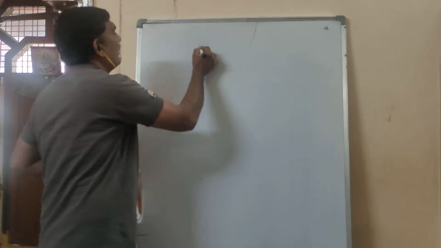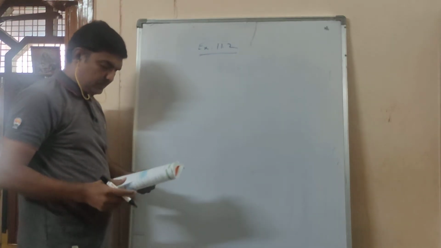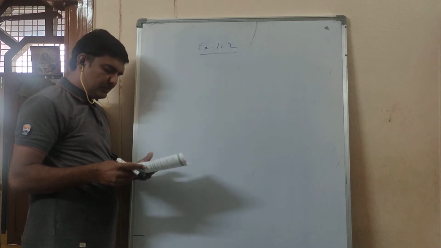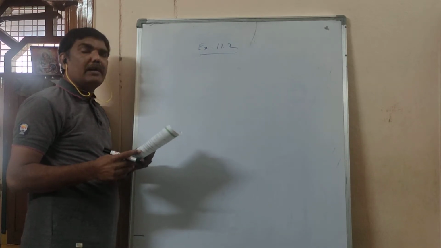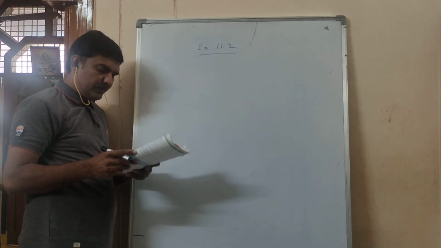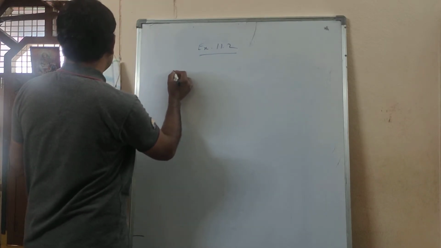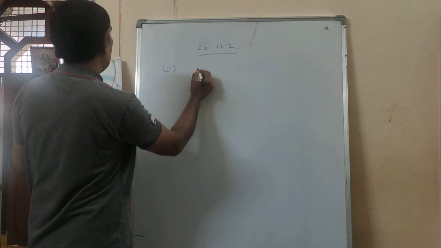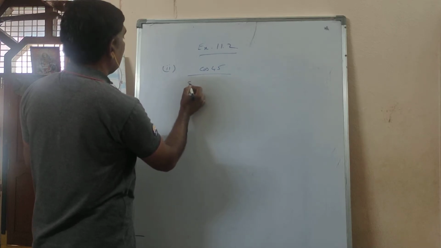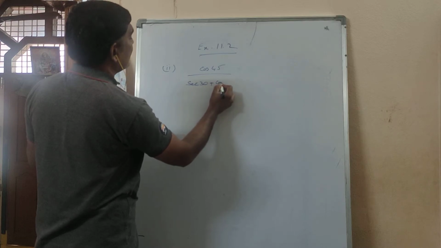Now exercise 11.2. Exercise 11.2. So these all are very easiest problems. If you know the values of trigonometric functions, we can do these problems. I already explained one problem for you. Now we will do another problem, that is cos 45 divided by secant 30 plus cosecant 60.